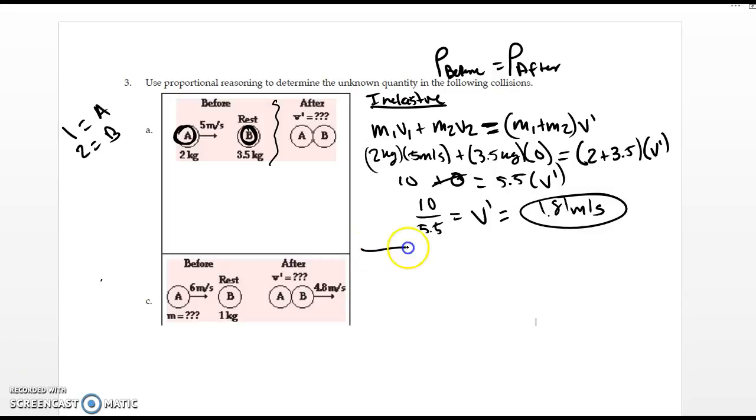Now, problem number 2, so problem C in this case. This is a typo, we can ignore it. It is an inelastic collision, so it's the same as the one above. Now we're just trying to determine the mass of ball A.